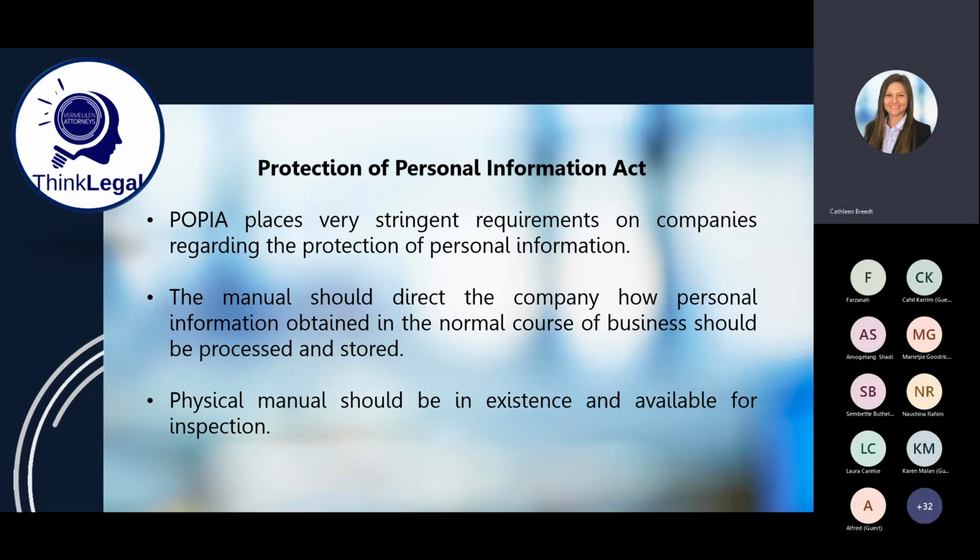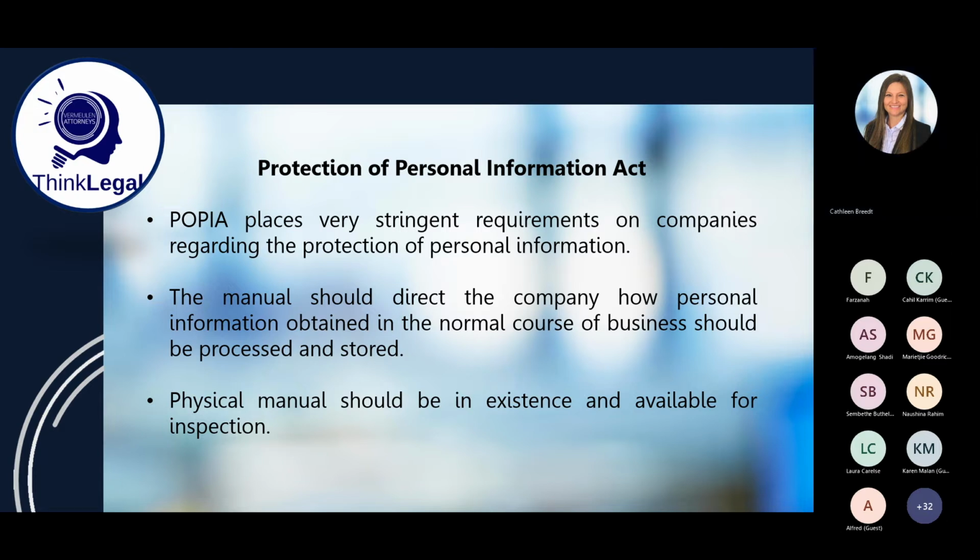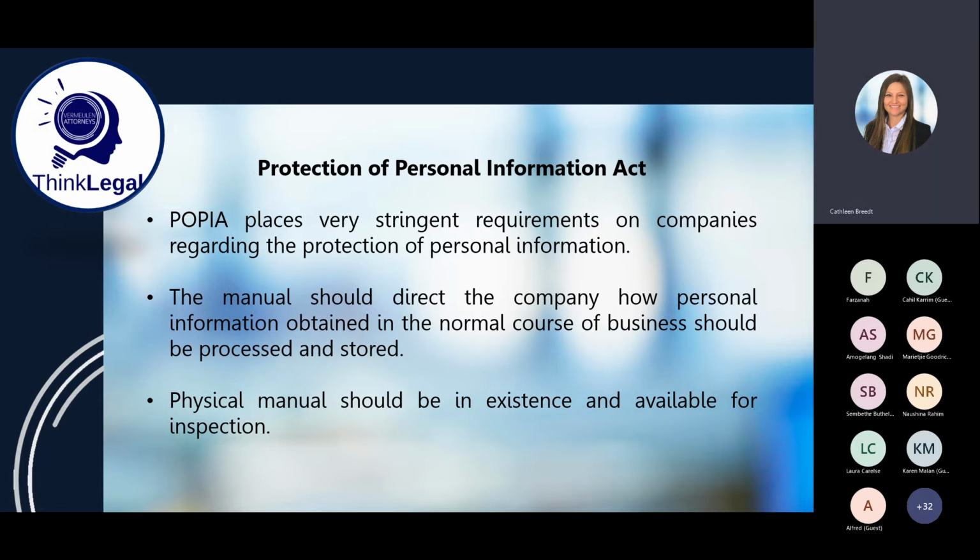The manual must direct the company how personal information must be obtained in the normal course and how that information should be stored and processed. The physical manual must be in existence and must be available for inspection. That's obviously if some sort of authority pitches up at your door, you have to be able to produce it.